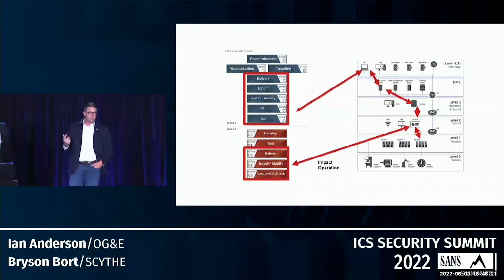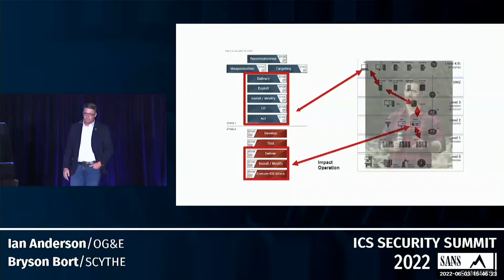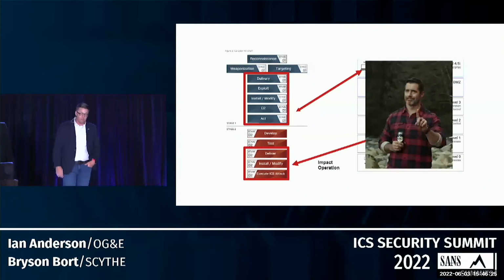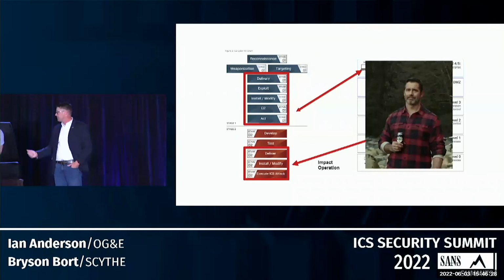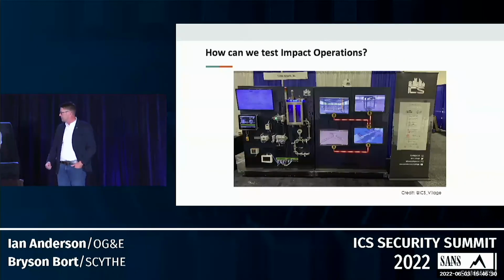Again, what's the plant manager going to tell us? Nope, nope, nope. Not going to happen. Not in their environment. So what do we do instead? How do we test impact operations?